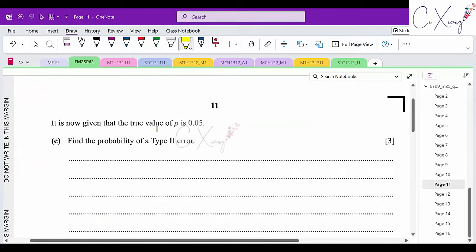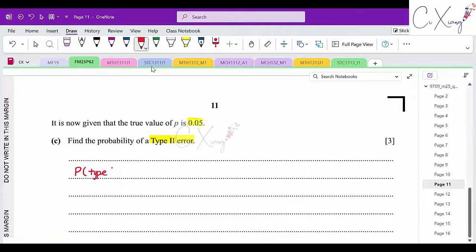Now they say that the true value of P is 0.05. Calculate the type 2 error. Alright, so what is the definition for type 2 error again? You need to memorize a bit, because I don't think the formula booklet gives you the definition. So type 2 error is accepting the null hypothesis when the null hypothesis is false.